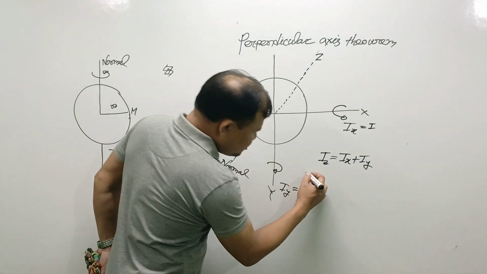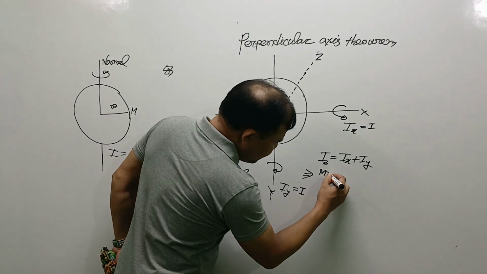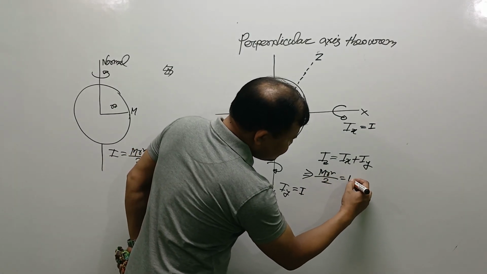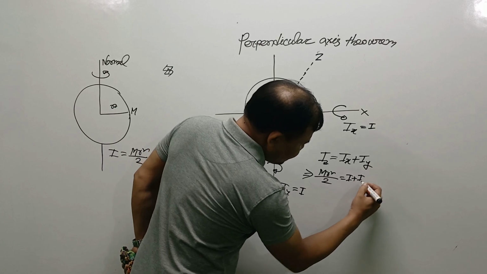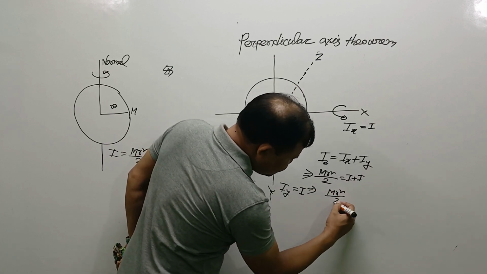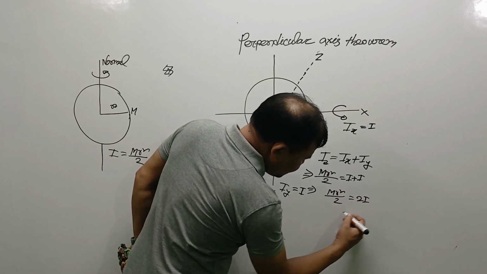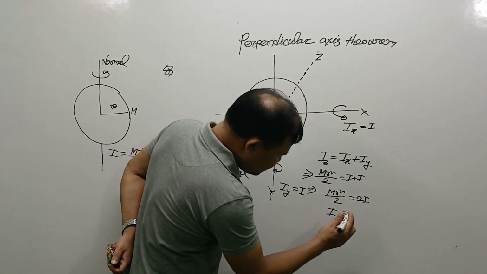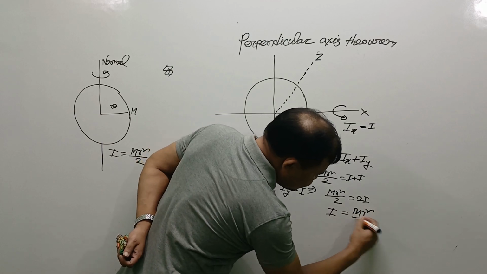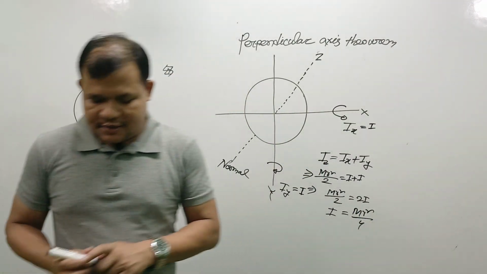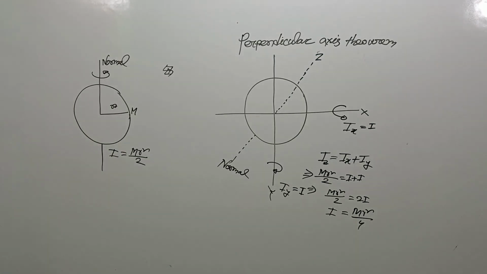So we can put here the value mr square divided by 2, here the value of Ix is I, and the value of Iy is also I. So mr square divided by 2 is equal to 2I. After solving, I equals mr square divided by 4. My dear students, I think all of you clearly understand this moment of inertia.